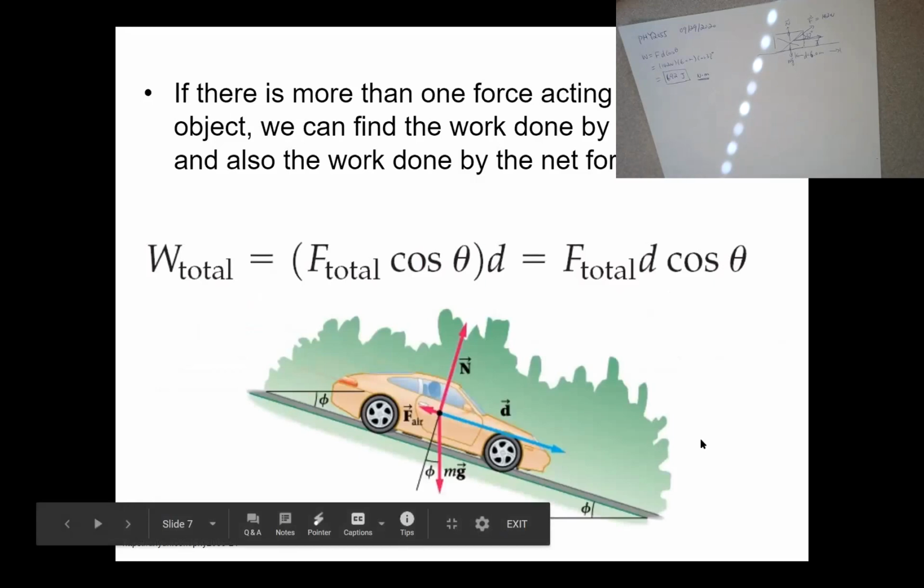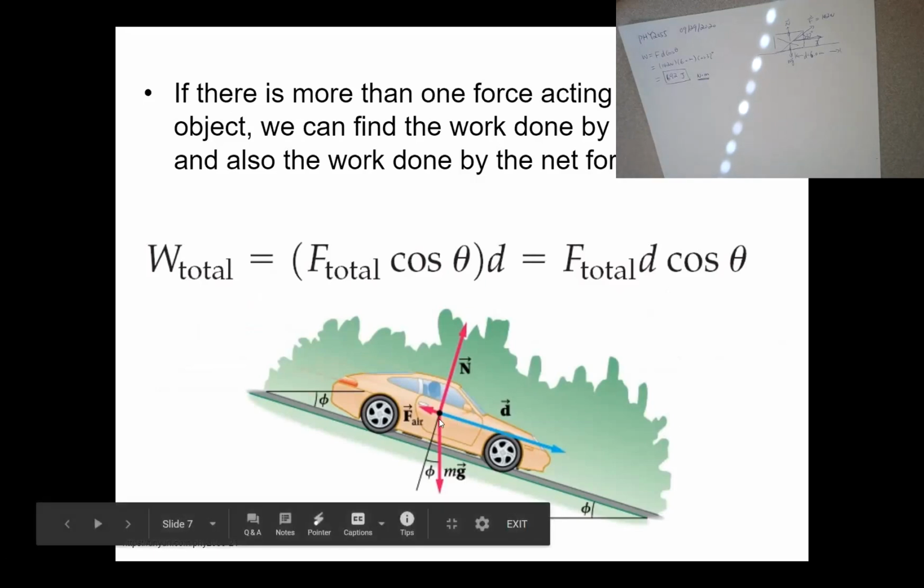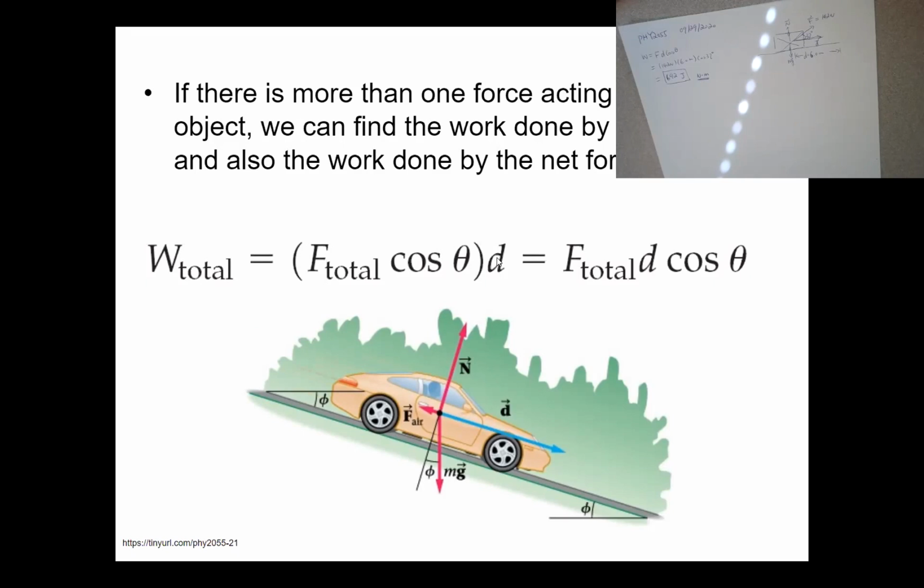Now, if there's more than one force acting on the object, you can find the work done by each individual force and add all the work up to get the total work. Or you can figure out the net force first, and then use that total force times the displacement times cosine of the angle the total force makes with the displacement. Either way, you can calculate the net force first and then the work, or calculate the work done by each individual force and add them up to get the total work.